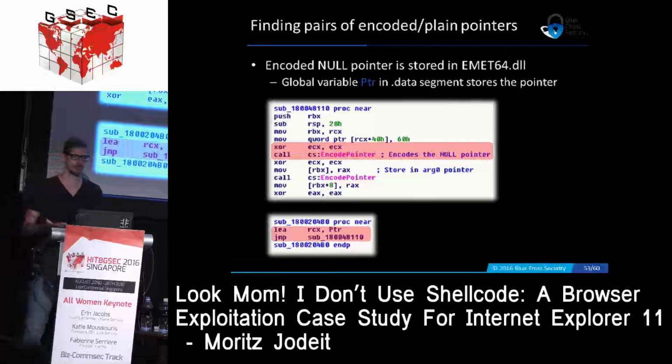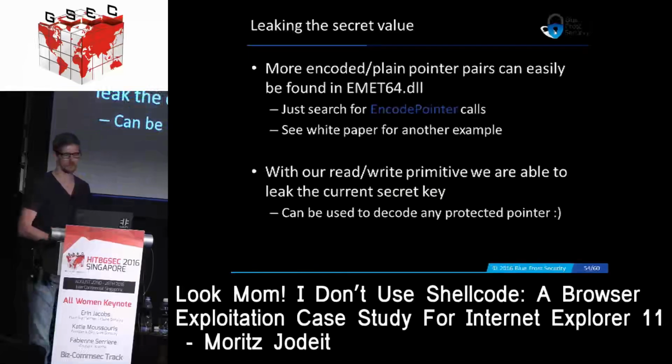So we know the plain pointer, it's null. The encoded pointer can be read from that location in memory, and finding more pointers is not that hard. In the white paper we have another example on how to find another pair in emmet64 DLL. And in general, you just search for the use of encode pointer calls.